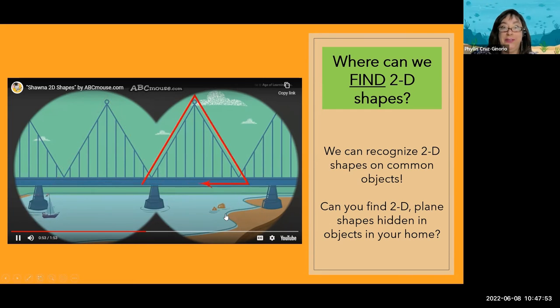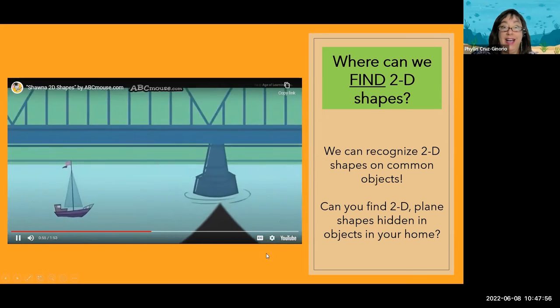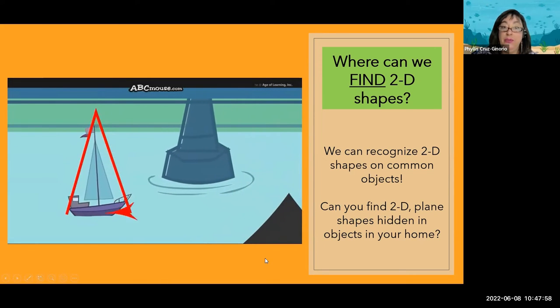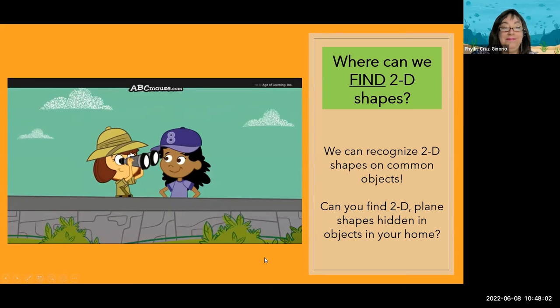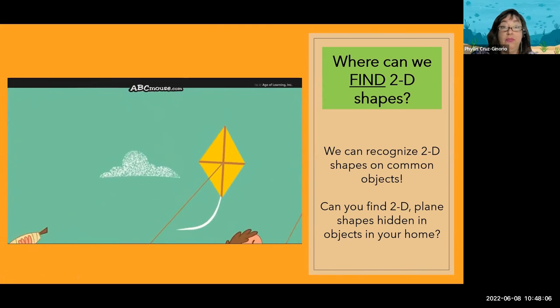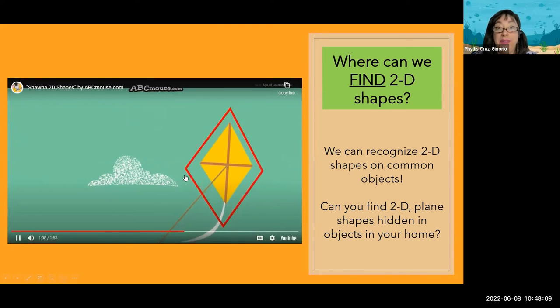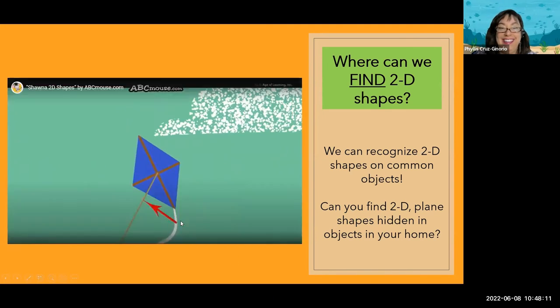3-sided triangles. 1, 2, 3 sides. Is that how you would describe it? And even rhombuses. I love rhombi. A rhombus looks like a diamond, doesn't it?